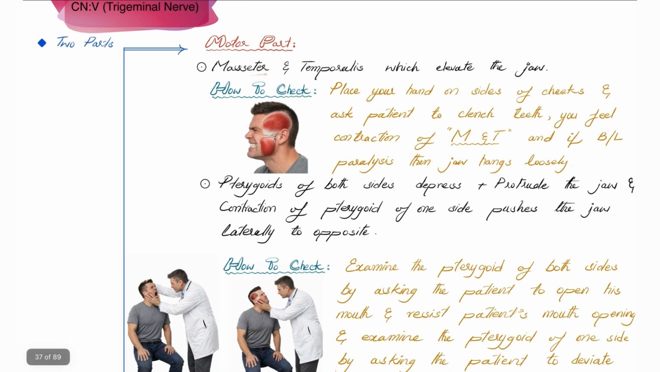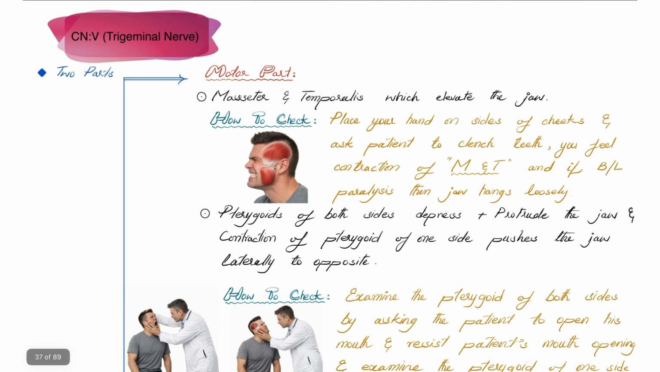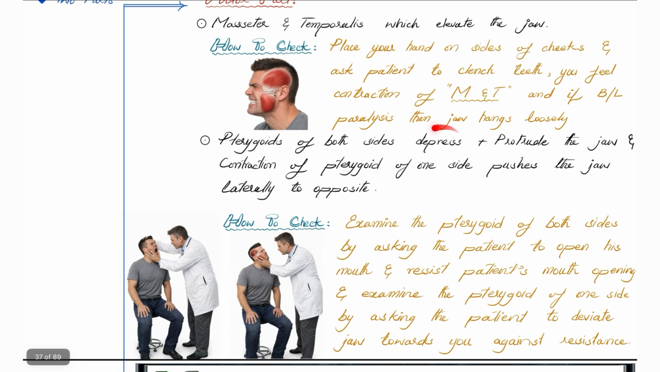The masseter and temporalis muscles elevate the jaw, and to examine them, place your hands on the sides of the cheeks and ask the patient to clench his teeth, and you will feel the contraction of the masseter and temporalis muscles. But if there is bilateral paralysis of the masseter and temporalis, then the jaw hangs loosely. When the pterygoids of both sides contract, they depress and protrude the jaw, and if there is contraction of the pterygoid muscle of a single side, then it pushes the jaw laterally towards the opposite side.